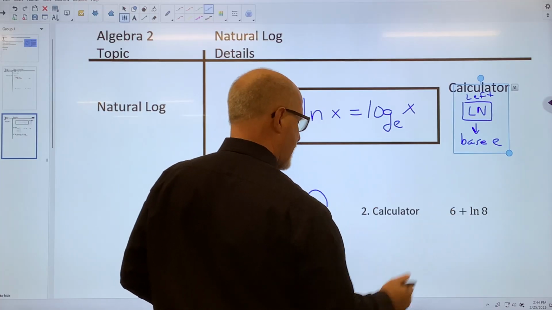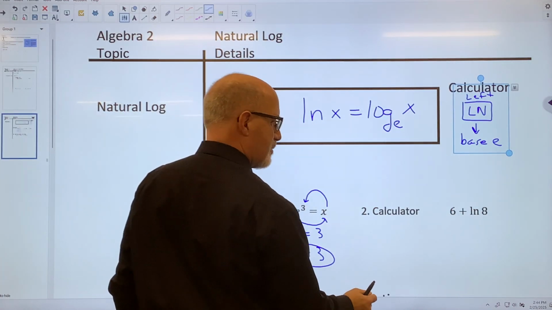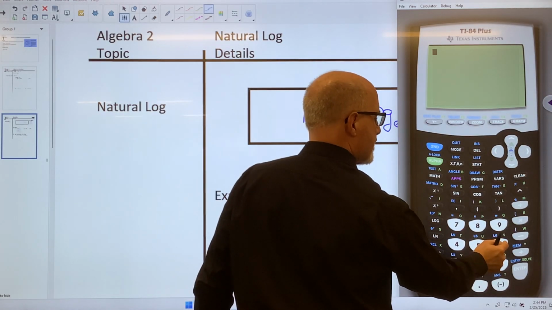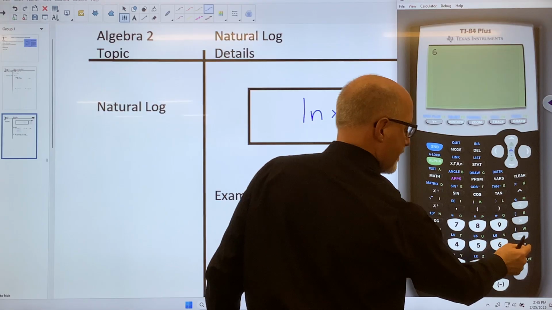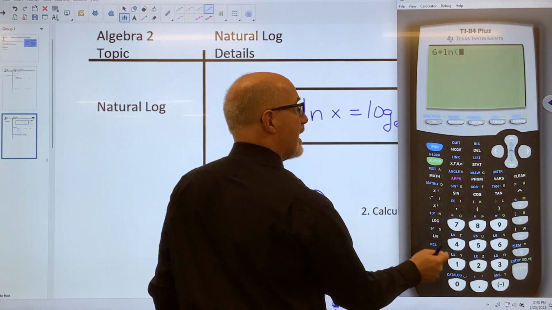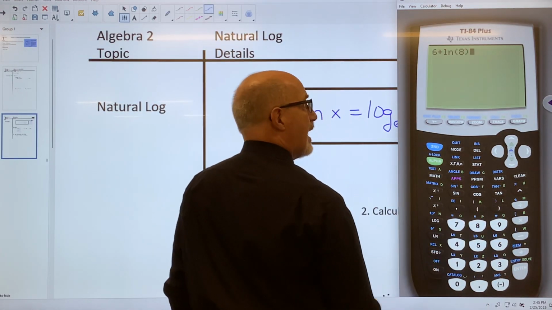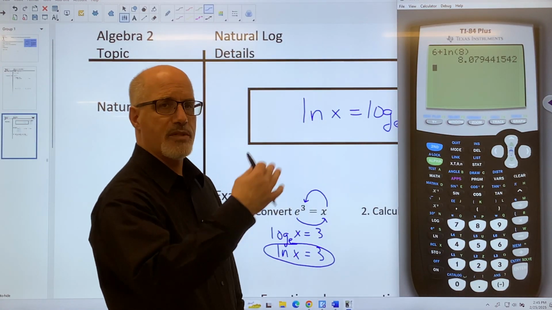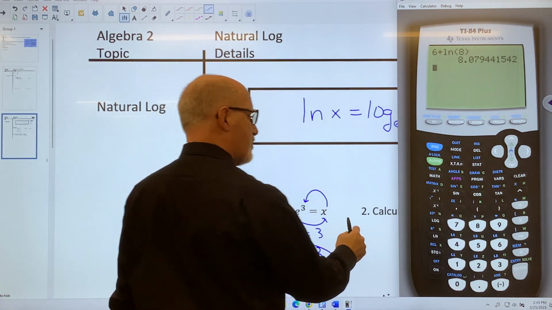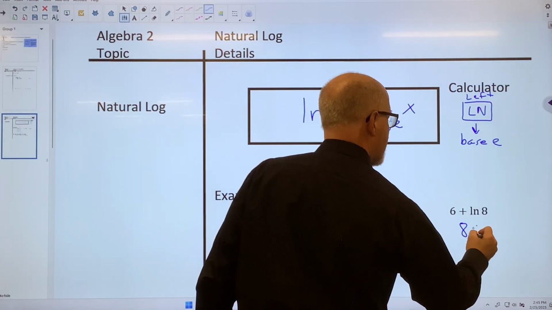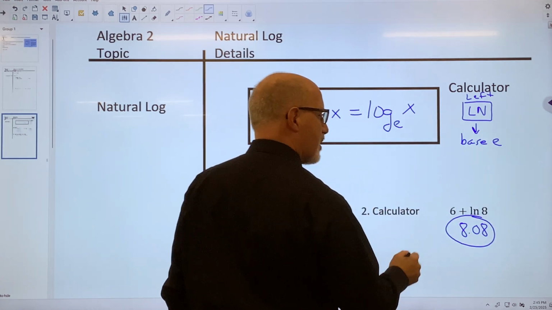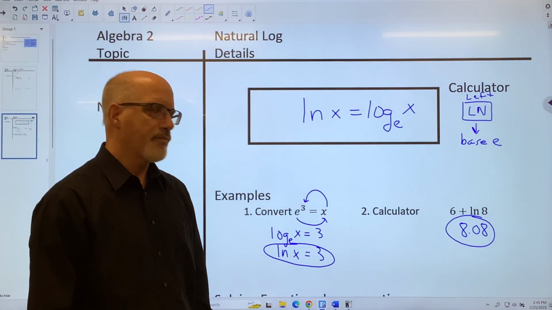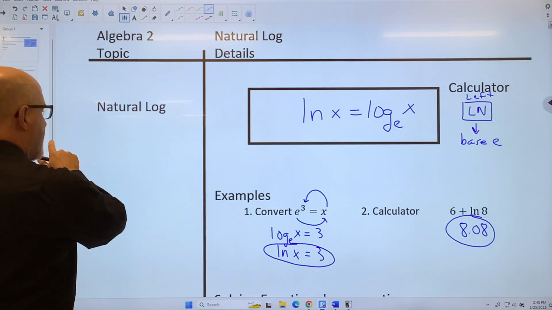Let's look at using a calculator to do this calculation: 6 plus a natural log of 8. So let's go ahead and do that on our calculator just to see. So 6 plus the natural log, so ln of 8. And when we do that, we get an answer of 8.08 or 8.07, etc. So we can use that calculator key to get some answers pretty quickly with this natural log. If we take the 6 off, it means natural log of 8 would be 2.08 approximately. All right, so let's go ahead and do a couple more problems.